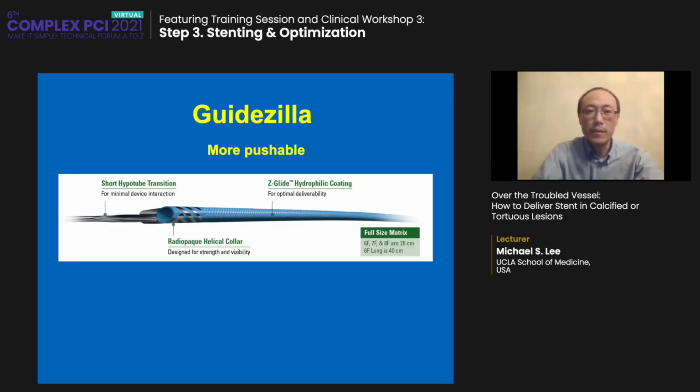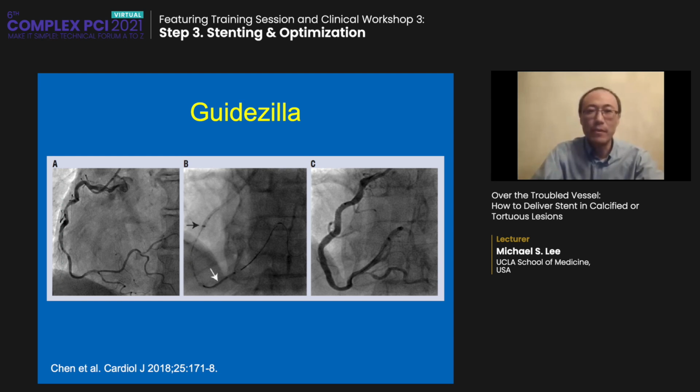The other commonly used guide catheter extender is a Guidezilla. I find this device a little bit more pushable, it's a little bit more sturdy, and provides more support. This is an example of where the Guidezilla was used. You can see a very tortuous sigmoid-shaped right coronary artery. The Guidezilla was advanced to the right coronary artery, and here's your final angiographic result. It shows excellent results.